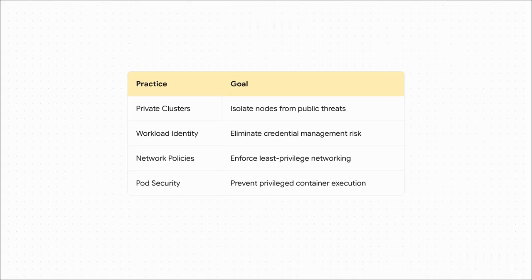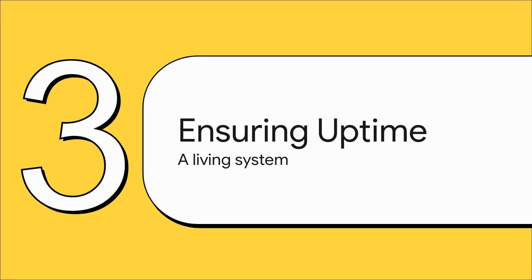So let's just quickly run through that security baseline. Private clusters to hide your nodes from the world. Workload identity to get rid of those risky passwords. Network policies to build firewalls inside your cluster. And finally, pod security, which stops containers from going rogue with dangerous root-level permissions. You see how they all stack up? It's all about layers.